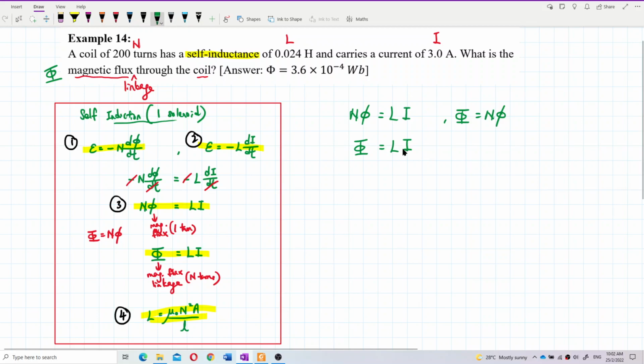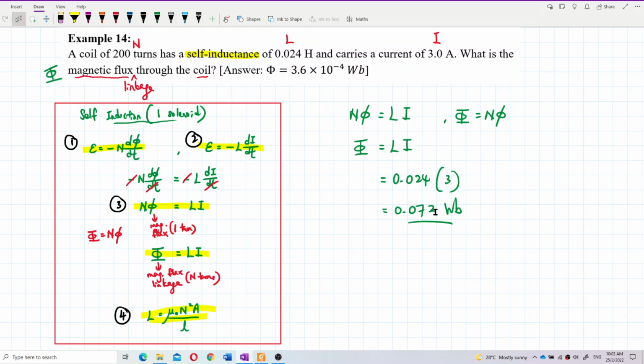Okay, so it's 0.024 Henry times 3. So what's the answer? Let's calculate. Multiply by 3. Okay, so the answer is 0.072 Weber. Okay, the answer is not the same. Why?